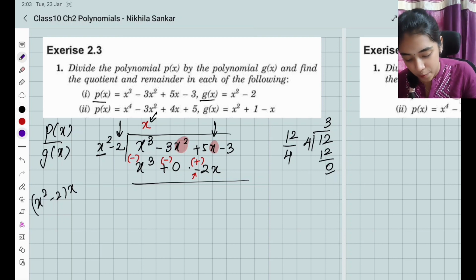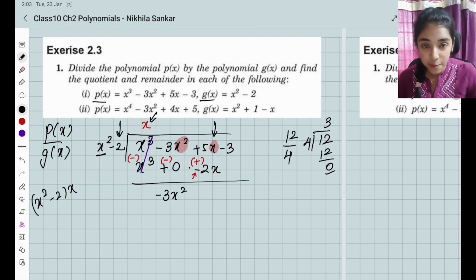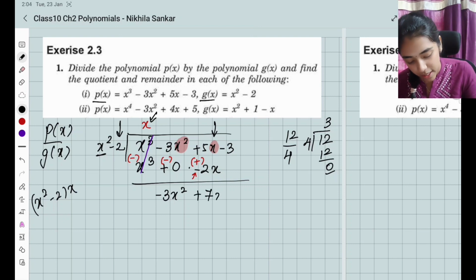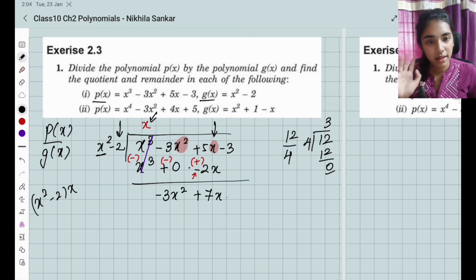So what happens now? X cube and the x cube get cancelled. Next we have minus 3x square minus 0, so this is minus 3x square. Then we have 5x plus 2x, so this is going to be plus 7x. Okay, you have to write two terms like this.